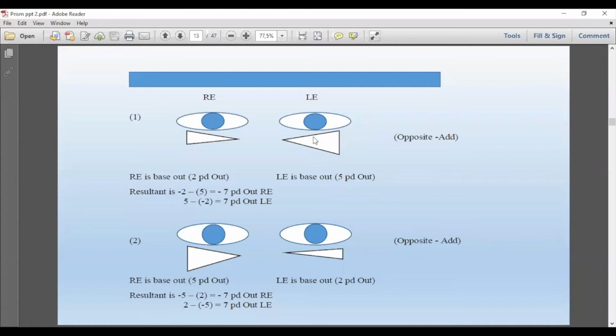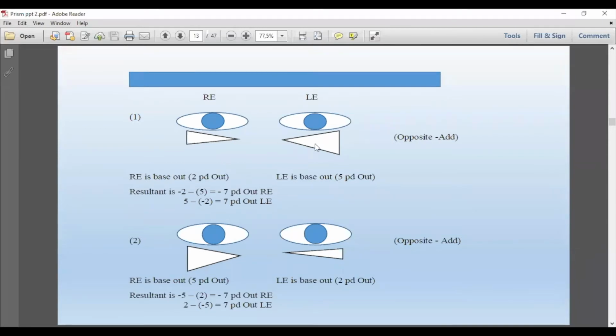Now, if you wanted to calculate the difference, when you add the 2 together, your resultant is -2, as you can see, this is to the left, -5, which is positive. So your total prism over here for the right eye would be 7 PD out. And now if you wanted to see what the prism was in the left eye, it would be 5, because it's to the right, -2, because this prism is to the left. So we're following the signs. And that also equals 7 out.